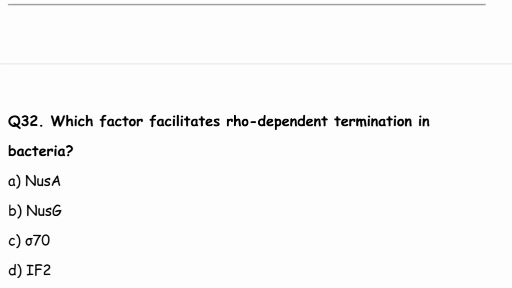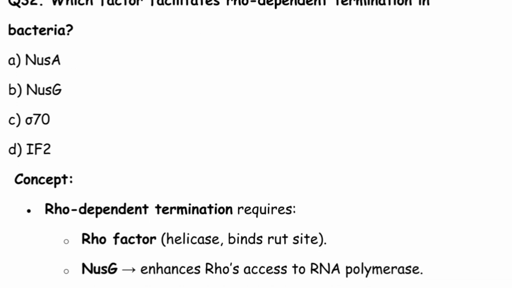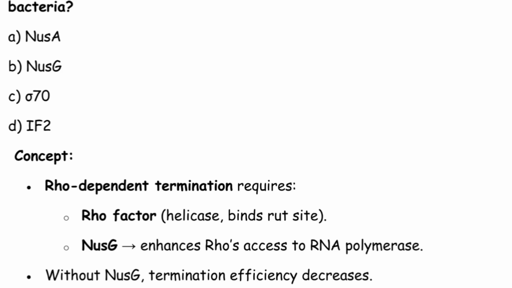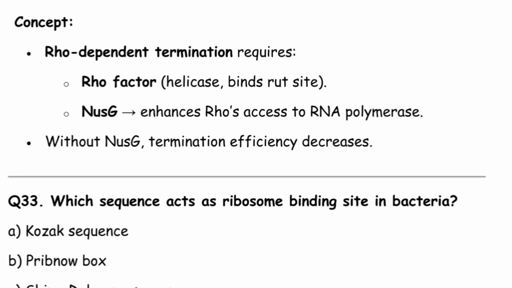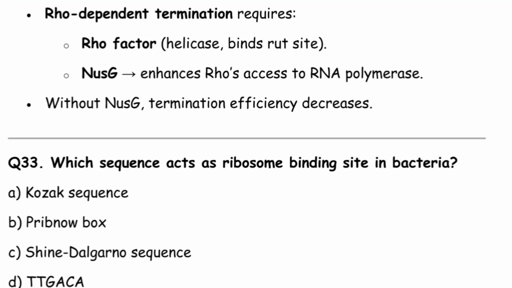Next question: which factor facilitates rho-dependent termination in bacteria? A. NusA, B. NusG, C. Sigma 70, or D. IF2, that is initiation factor 2. The correct answer is B, NusG. Rho-dependent termination requires rho factors, and NusG enhances rho's access to RNA polymerase. Without NusG, termination efficiency decreases. So it helps in facilitating this rho-dependent termination.